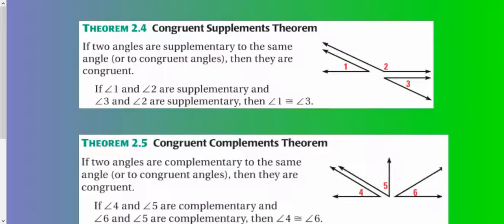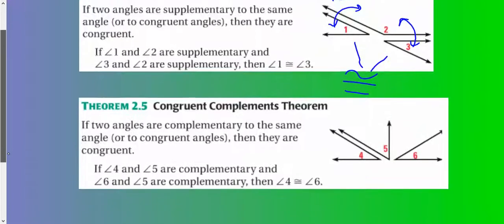These are two different theorems that can save us a lot of time in the long run. It says if two angles are supplementary to the same angle, or congruent angles, then they are congruent. So 1 and 2 are supplementary. So these two are supplementary. And these two are supplementary. Then these two have to be congruent.